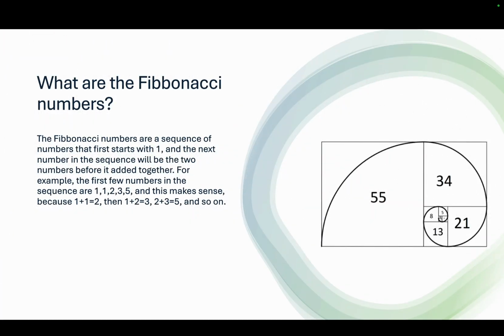So, what are the Fibonacci numbers? Well, the Fibonacci numbers are a sequence of numbers that first starts with 1, and the next number in the sequence will be the two numbers before it added together. For example, the first few numbers in the sequence are 1, 1, 2, 3, and 5. And this makes sense because 1 plus 1 is 2, then 1 plus 2 is 3, 2 plus 3 is 5, and so on.